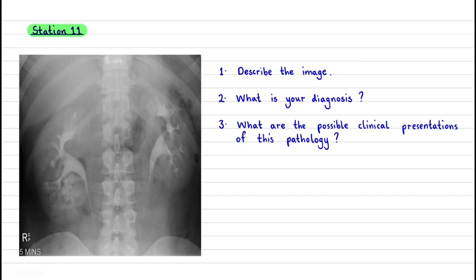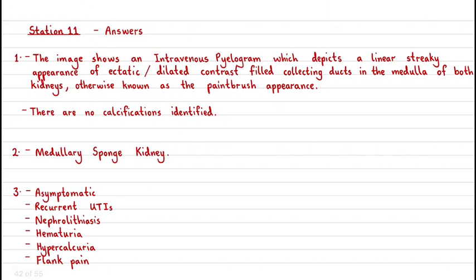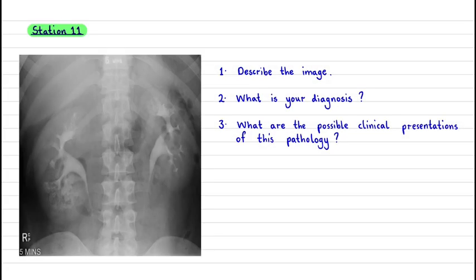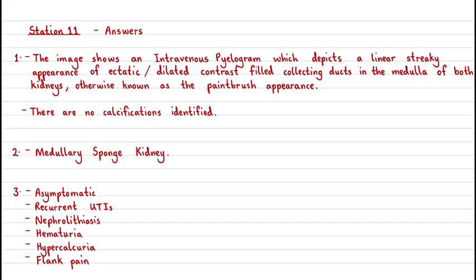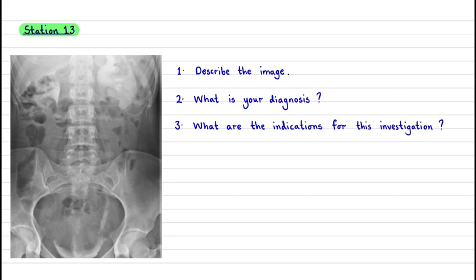So the diagnosis of this is medullary sponge kidney. What are the possible clinical presentations of this pathology? So medullary sponge kidney can present asymptomatically, or it can present with recurrent UTIs, nephrolithiasis or kidney stones, hematuria, hypercalciuria, or flank pain.